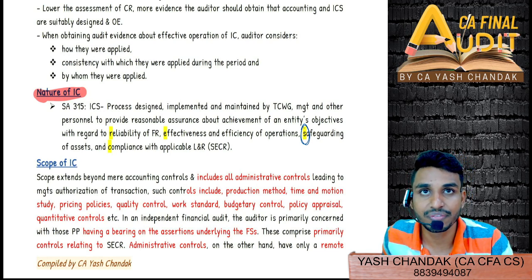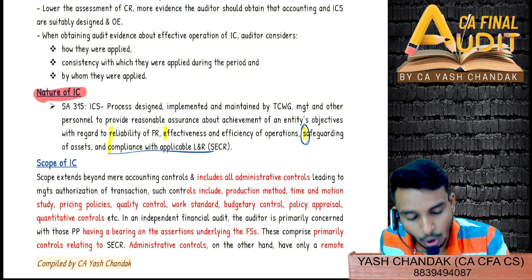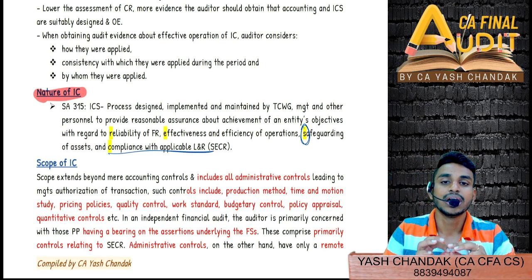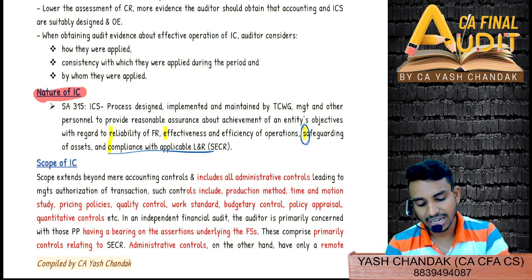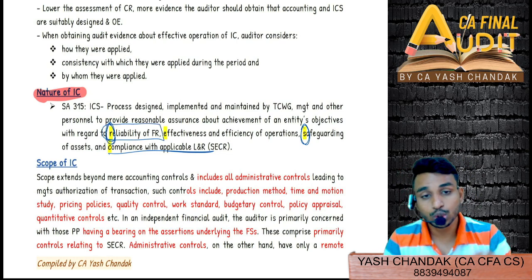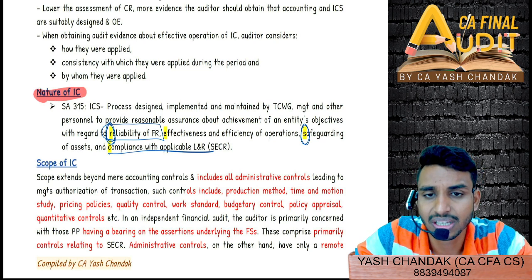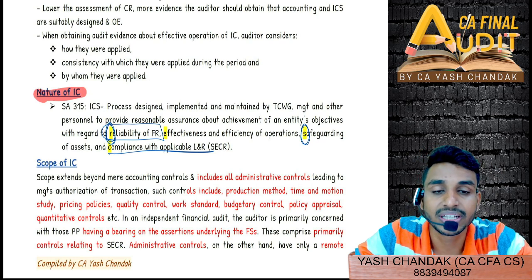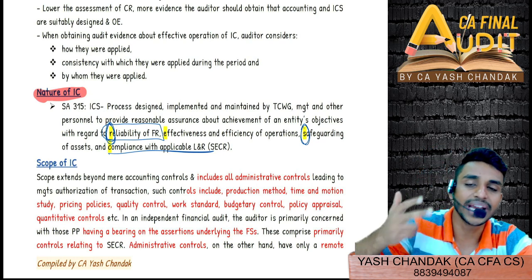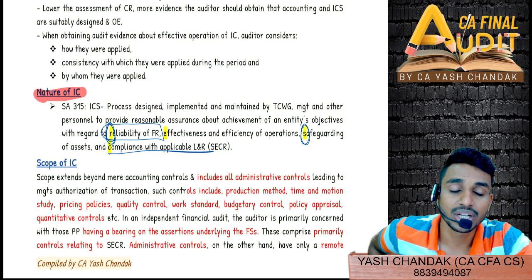Similarly, E for effectiveness and efficiency. C for compliance with all laws or regulations. That means you don't want to incur any non-compliance with any sort of law or regulation. And lastly, R: your financial reporting should be reliable. You should achieve reliability in your financial reporting. So these are my 4 objectives with respect to any entity. And the entity's objectives with regard to these 4 points can be achieved by the internal control system. It is nothing but a process designed, implemented and maintained by TCWG, management and other personnel for achieving the objectives of the entity with regard to SECR.